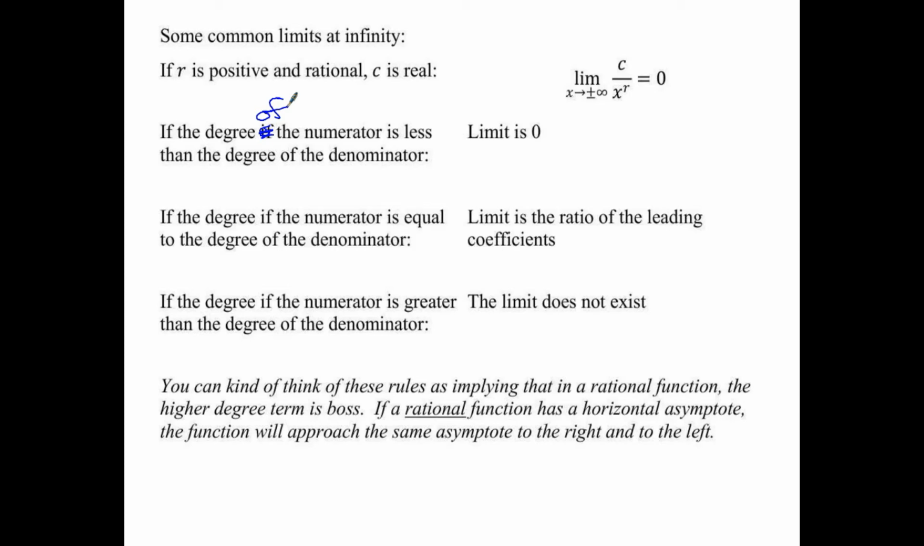If the degree of the numerator is equal to the degree of the denominator, the limit is the ratio of the leading coefficients. And that was the second example. The leading coefficients are the numbers in front of the term that has the highest degree. It doesn't have to be the first term, it's just the term with the highest degree. If the degree of the numerator is greater than the degree of the denominator, then the limit does not exist. The function isn't approaching anything. It just takes off and does whatever it wants.